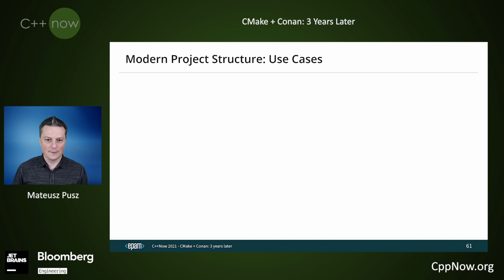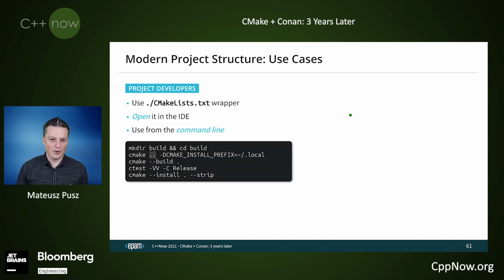So we have here two use cases. If you're a project developer, you go to top CMake list.txt. You either open it in the IDE or use it from the command line, right? You provide build, tests, and installation step, maybe with stripping the binaries.